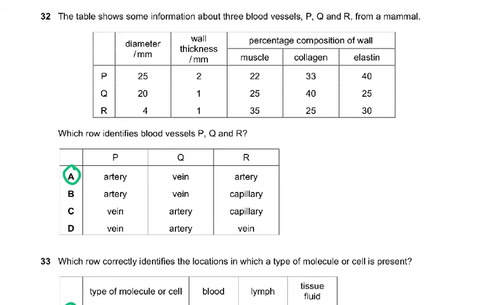So, what are the other things? Muscle. In R, there's a lot of muscle. I would have thought along those lines, that R has got the most muscle. So R has to be an artery. And then you were only left with this choice, which is A. The rest were all wrong. So more muscle was the clue in it. More muscle would always be an artery, it couldn't be anything else. And you would have figured that out in that way.